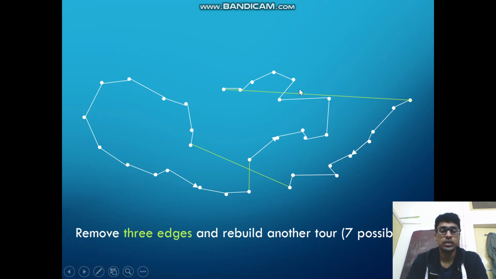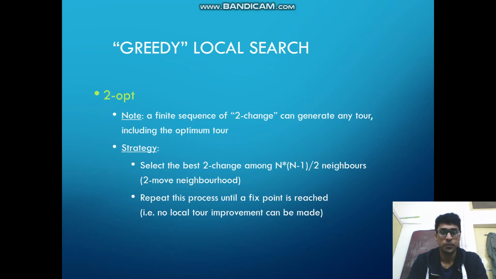Also, instead of removing two edges, we can remove three edges and try to rebuild another tour, and we can go on till any number, let's say 4 edges, 5 edges, k edges. So let's see how our two-opt strategy works. Our two-opt strategy is to select any two edges and then replace them with two other edges such that the Hamiltonian cycle is maintained and the total distance is reduced.